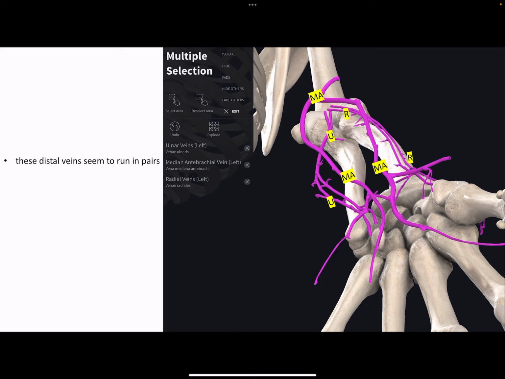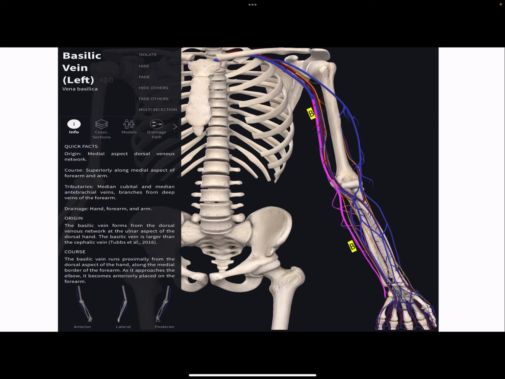Veins. Veins also not super high yield, but you should know them. So the distal veins, for whatever reason, run in pairs. I'm not really sure why, but yeah, ulnar pair, radial pair, median antebrachial. It's kind of running in a pair a little bit. They're not parallel and they're not as close to one another.